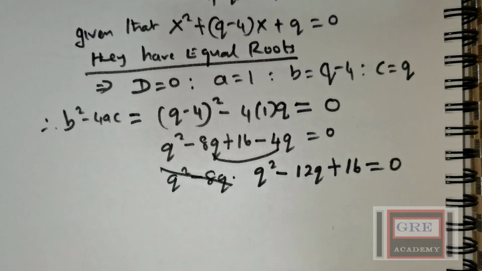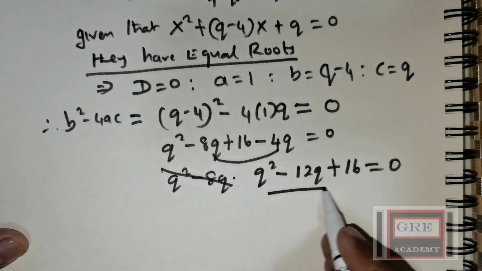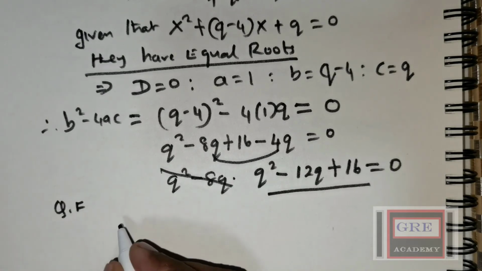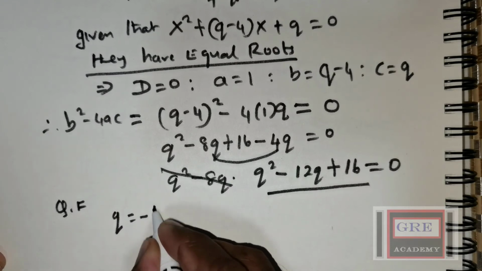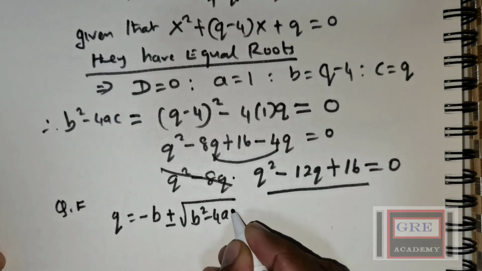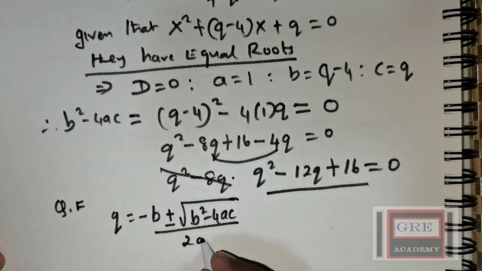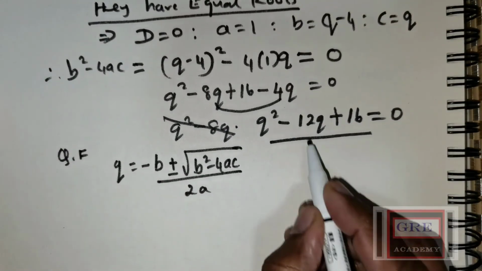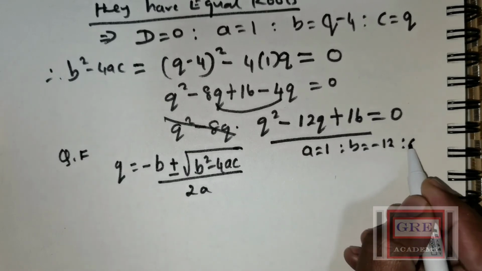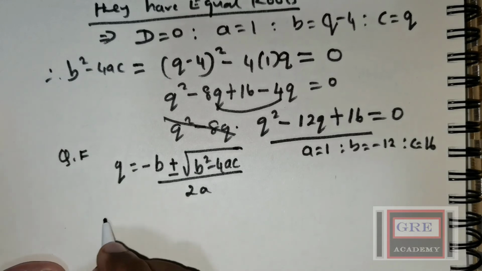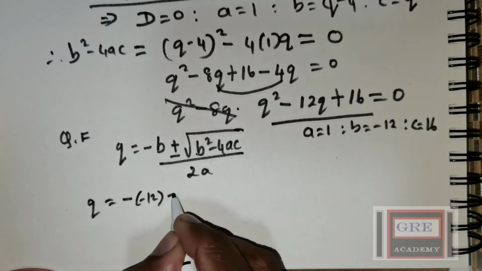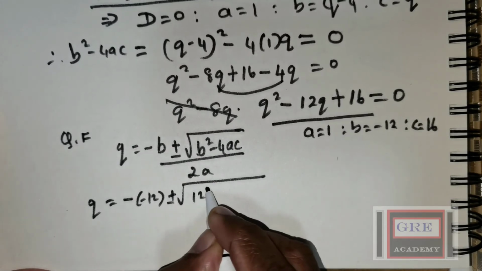So now the question is to solve this. The only way we can solve it for now is by using the quadratic formula. That would be q equal to negative b plus or minus square root of b squared minus 4ac, divided by 2 times a. So from here, if I take the value of a to be 1, the value of b to be negative 12, and the value of c to be 16, and substitute them in the formula, I would get negative of negative 12 plus or minus root of 12 squared.